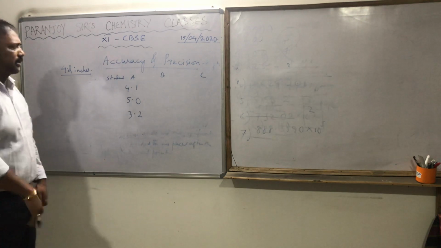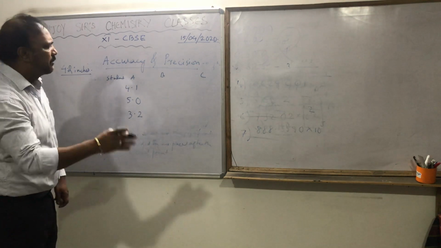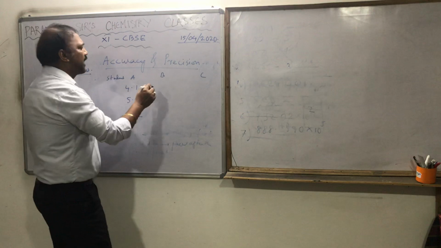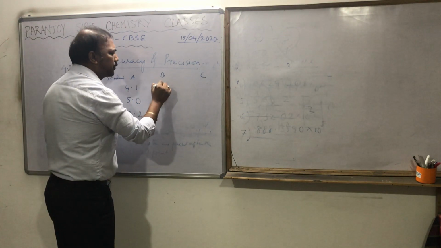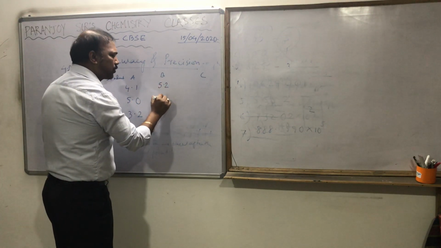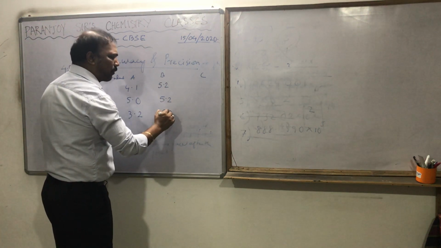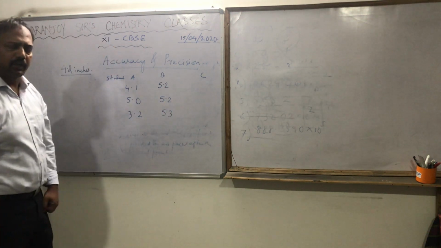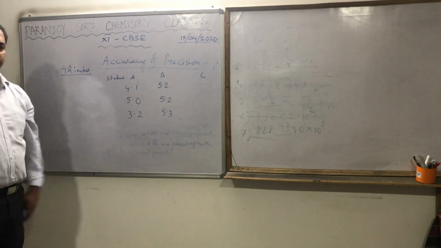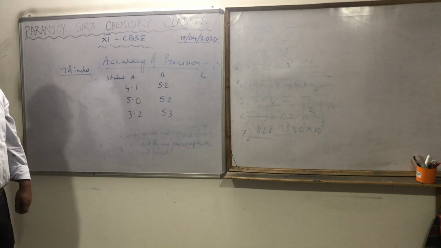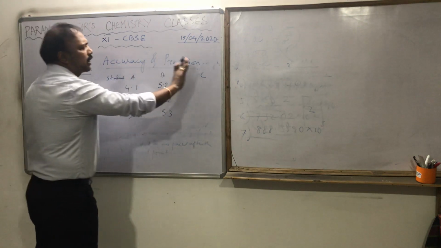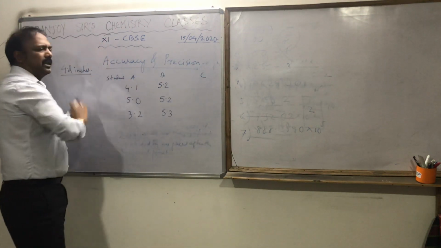The second person, when I told him to measure, he measured and found it as, suppose, 5.2. Second time also he found 5.2, and third time he found 5.3. Okay, suppose he got this. Now I will come to the third student afterwards. First let me come to this.